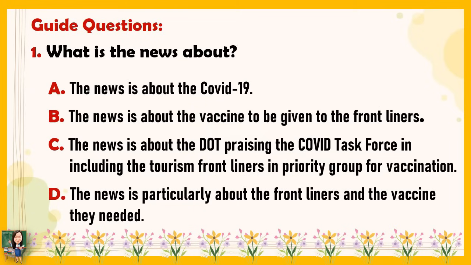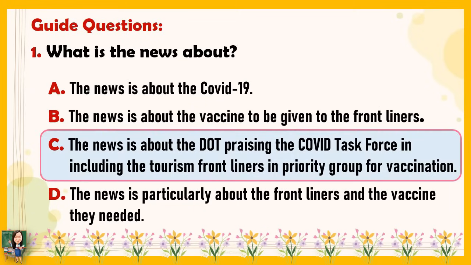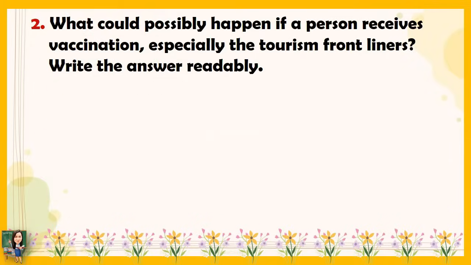Very good. The correct answer is letter C. The news is about the DOT praising the COVID task force in including the tourism frontliners in priority group for vaccination. Number 2. What could possibly happen if a person receives vaccination, especially the tourism frontliners? Write the answer readably.